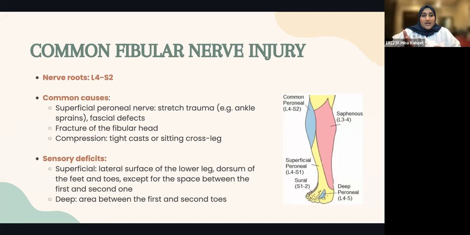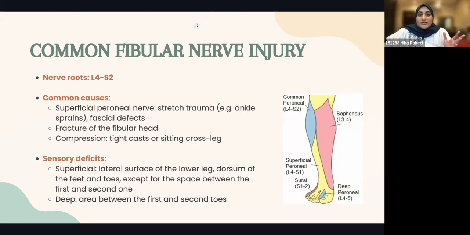Another way to damage the common fibular nerve is wearing something very tight. So people usually wear compression socks to prevent certain medical conditions. They usually wear very tight socks, or they wear tight casts, or they sit cross-legged for a very long time. All these ways you can damage the common fibular nerve.